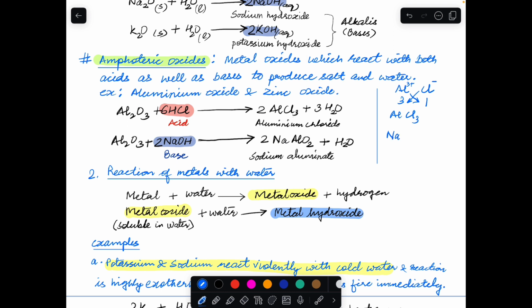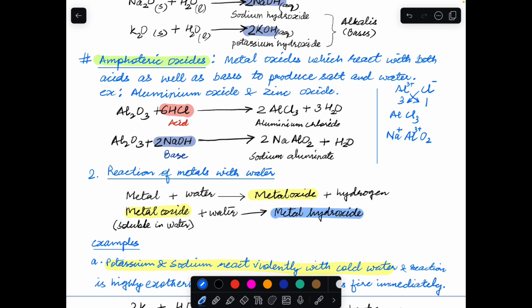Okay, now we'll write down the formula for sodium aluminate. Sodium aluminate is a complex salt which has two metals. But again, the concept of electrical neutrality will be applied here. Sodium is an alkali metal. It has 1 unit positive charge. Aluminium has 3 unit positive charge. And oxygen has a negative charge.